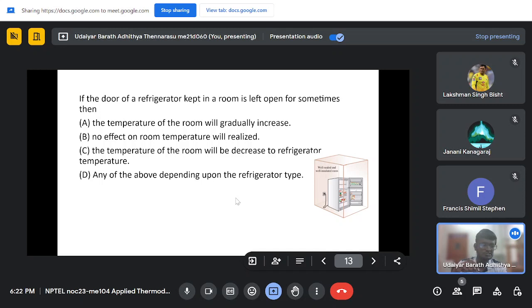So here is a similar problem, just like the second one we saw, where a fan was rotating inside the room. In this case, a refrigerator is kept in a room and its door is left open. You have kept the door of the fridge open, and the refrigerator is running. Assume there is no window or anything else open. What will happen in this case? The temperature of the room will gradually increase. There will be no effect on the room temperature. The temperature of the room will decrease to the refrigerator temperature. Any of the above, depending on the refrigerator type.